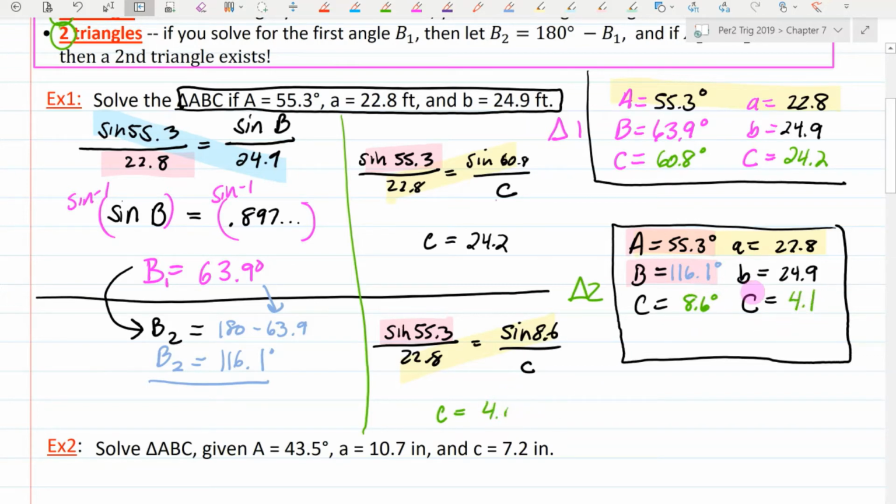Okay, so the second one is an obtuse triangle. The first one is an acute triangle. And that's what you get. All right, so I would like you guys to try the next problem, please.